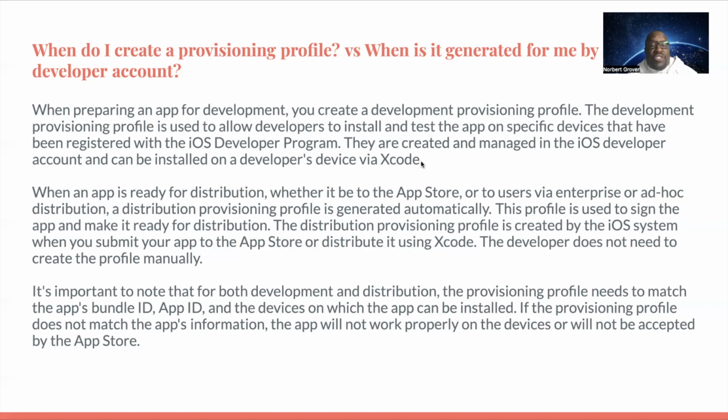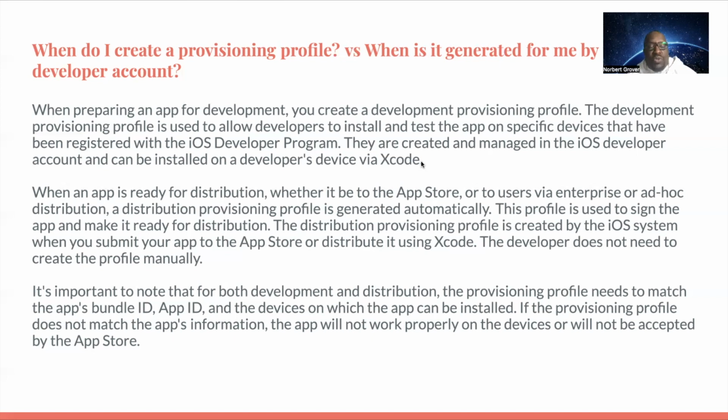When an app is ready for distribution, whether it be to the App Store or to the users via enterprise or ad hoc distribution, a distribution provisioning profile is generally generated automatically. This profile is used to sign the app and make it ready for distribution. The distribution provisioning profile is created by the iOS system when you submit your app to the App Store or distribute it using Xcode. The developer does not need to create the profile manually.